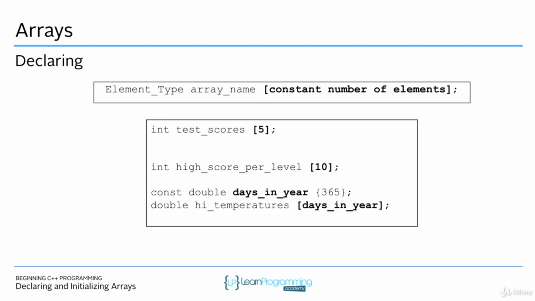Remember, this size is fixed, so the compiler must know the size of whatever's in the square brackets at compile time. So this can be a constant literal, it can be a declared constant, or a constant expression. In the first example, we're declaring an array named test scores of 5 integers. The second example declares an array named high scores per level of 10 integers. And the third example declares an array named high temperatures of 365 doubles. Notice that days and years are declared constant so the compiler knows its value.